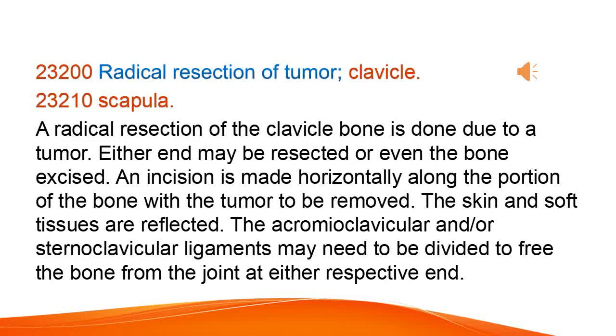Radical resection of tumor, clavicle, scapula. A radical resection of the clavicle bone is done due to a tumor. Either end may be resected or even the bone excised. An incision is made horizontally along the portion of the bone with the tumor to be removed. The skin and soft tissues are reflected. The acromioclavicular and/or sternoclavicular ligaments may need to be divided to free the bone from the joint at either respective end.